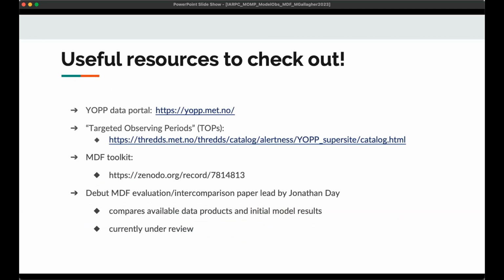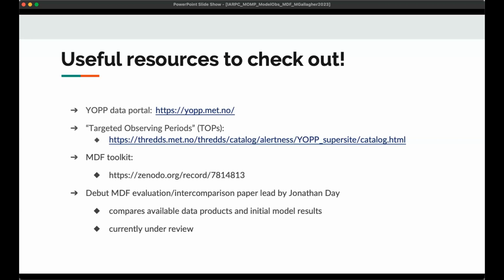So these are some links to a few of the specific resources. There's a data portal where you can download any of the available merged data at all those supersites. There's some very targeted specific periods that we think are scientifically interesting. So that's link there. You can download the code that I've described and run it on your own data if you wanted to ingest the climate models.